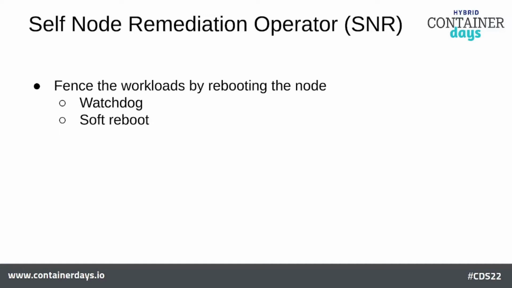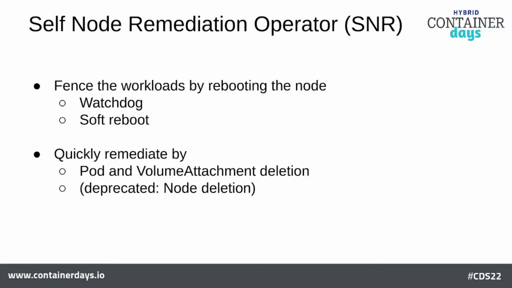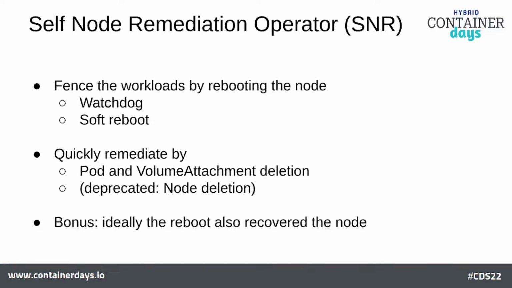The next step is remediation. We want our workloads to be recovered on healthy nodes as quickly as possible. For indicating to Kubernetes that it's safe now to reschedule and restart pods, because they are already fenced, Selfnode remediation will force delete the pods and their volume attachments on the affected node. The latter is a part of the storage configuration and binds storage to a specific pod. Ideally, the reboot also solved the issues on the failed node, so that compute capacity is restored as well.